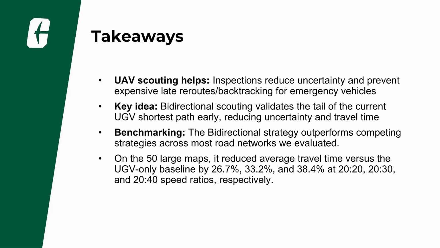This helps prevent expensive late rerouting and backchecking for emergency vehicles. The bidirectional strategy is especially attractive because it is simple, efficient, and performs well across most tested road networks. On the large maps, it reduced average travel time compared with UGV-only by 26 to 38% for the 3 UGV to UAV speed ratio.